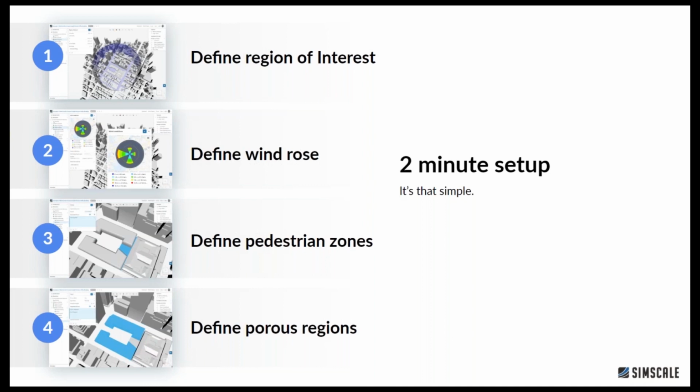And then the third one is going to be defining your pedestrian zones. As I said, you can take the ground floor, or you can select different surfaces. In this case, you see that I took the terrace of the New York Public Library. And the first one, which concerns our new feature, is defining the porous region.